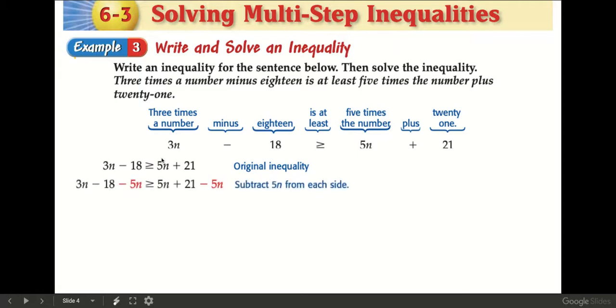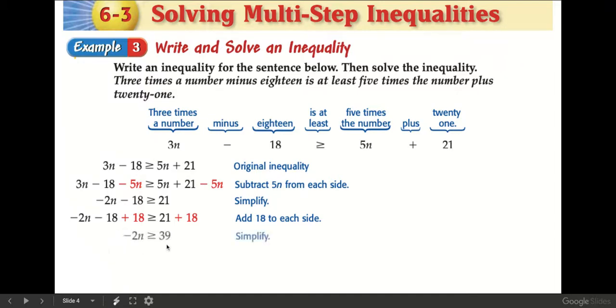So I can go ahead and start by just subtracting 5n, right? Or I could subtract a 3n, either way, but you just got to make sure you do the same thing to both sides. So I did minus 5n on both sides. Right, 3n minus 5n would leave me with negative 2n minus 18 is greater than or equal to 21. Then I'm going to go ahead and deal with this minus 18 here. I'm going to add 18 to both sides. Again, all the subtracting and adding to both sides will keep the inequality all the same. So this is going to leave me with negative 2n is greater than or equal to 39.